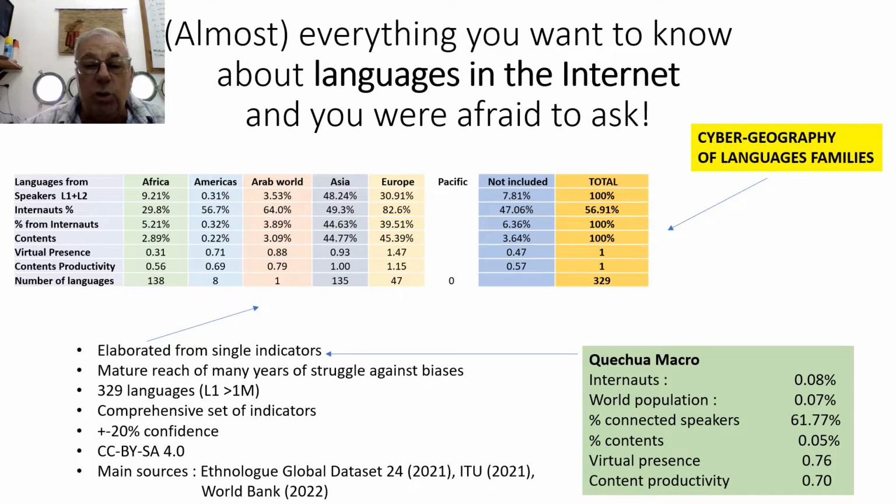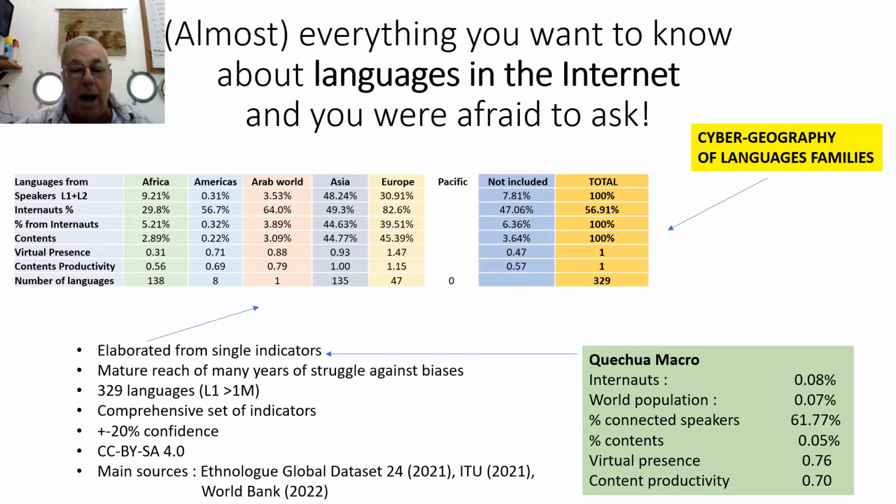We have been processing 329 languages, 138 from Africa, mainly indigenous languages, and 135 from Asia, the same. Why do we stop at 329? The number of languages fully connected to the internet is estimated around 500. We are putting this threshold because of bias in the method, and we only take languages with more than 1 million L1 speakers. This figure has to be taken with some caution. It is a more or less 20% confidence interval.